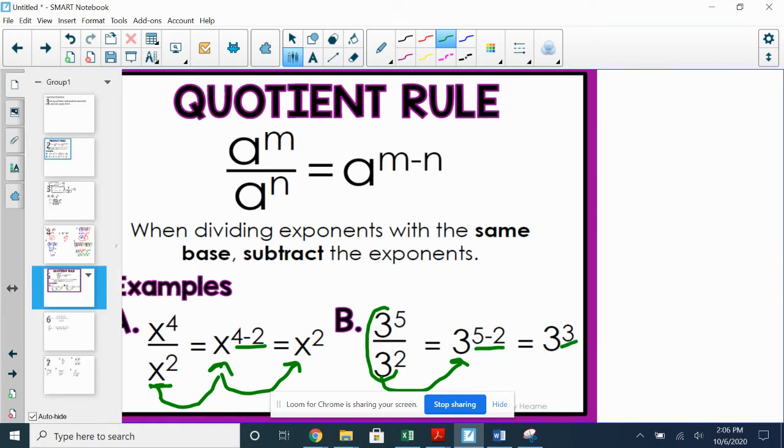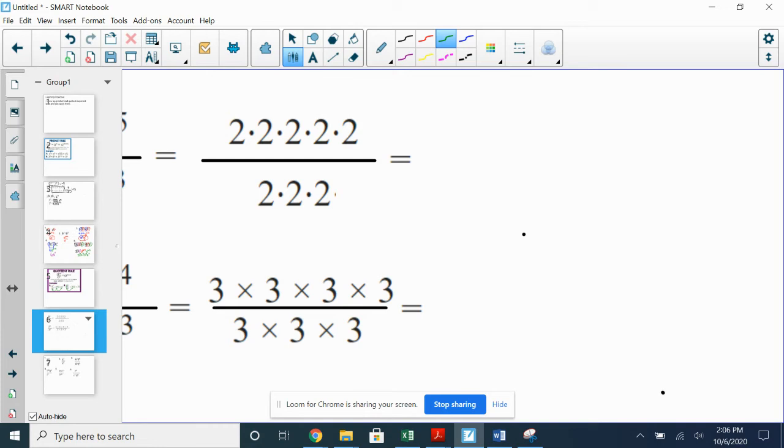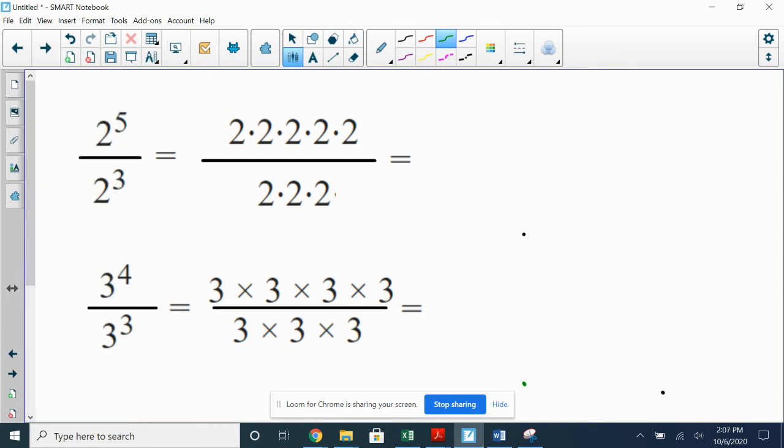So again, like before, I'm going to show you why this works. So we know when we were doing our expanded form that 2 to the power of 5 means 2 times itself 5 times. So I have 1, 2, 3, 4, 5 2's here. And 2 to the power of 3 is 2 times itself 3 times. Well, when we are doing this, we subtract.